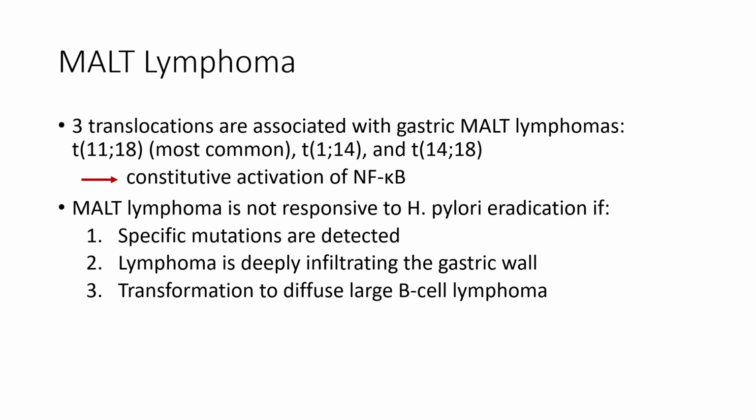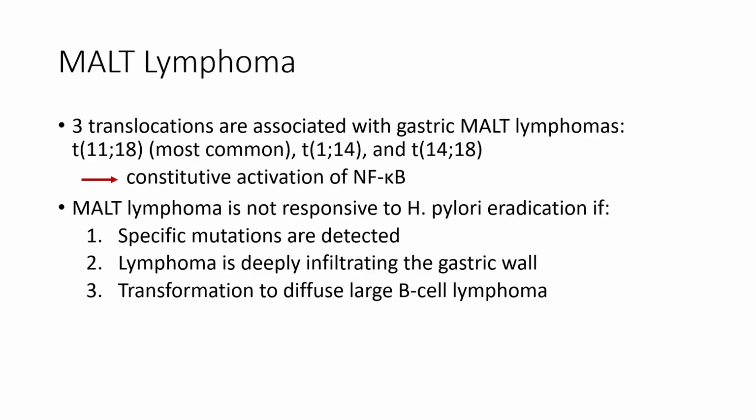Three translocations are associated with gastric MALT lymphomas. The most common translocation is translocation 11;18. The others include translocation 1;14 and translocation 14;18. And these translocations lead to the constitutive activation of NF-kappa B, which is a transcription factor that promotes B cell growth and survival. Most cases of MALT lymphomas are responsive to H. pylori eradication.